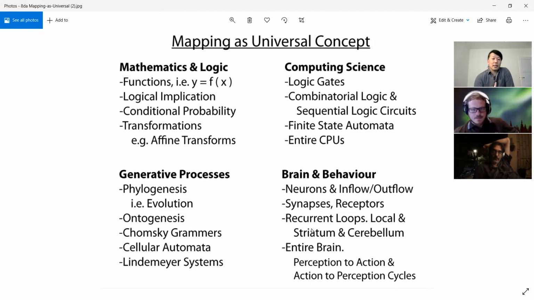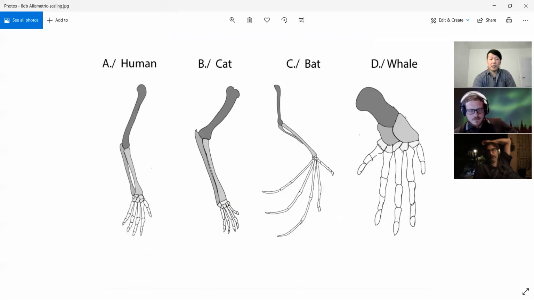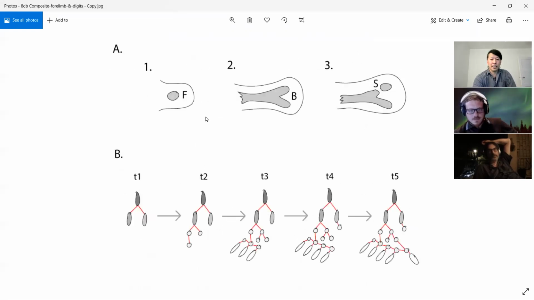Now, what's really of interest to us is generative mappings, generative processes like evolution and ontogenesis, which we talked about earlier. In the last talk, we talked about how a simple mapping process, a simple recursive function, can create our arms and legs, our limbs and our hands. So the mapping process is this. From this condensation, from this progenitor field, F, we can map that to B.